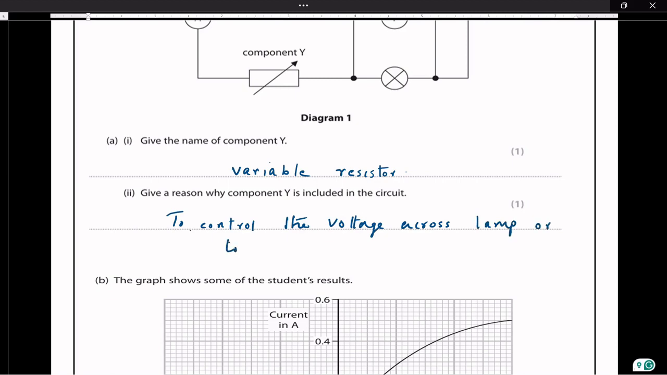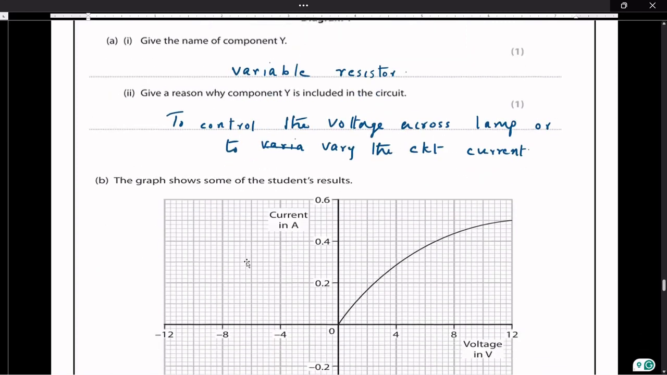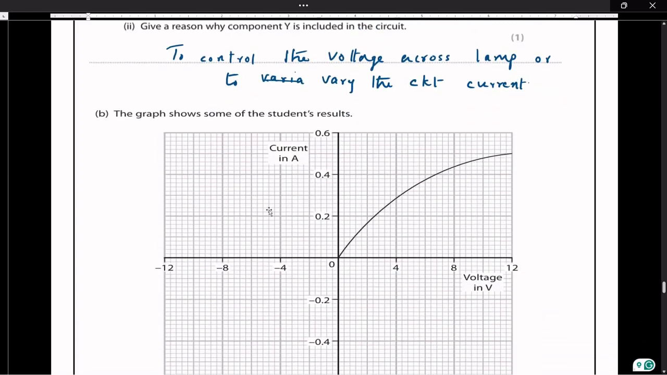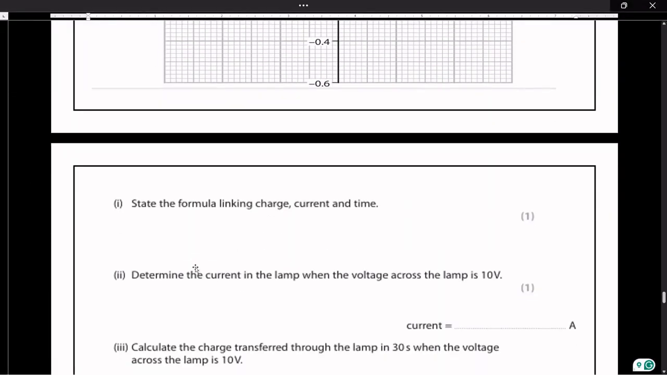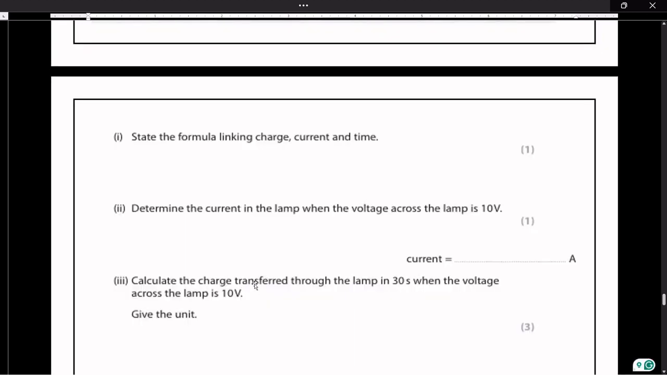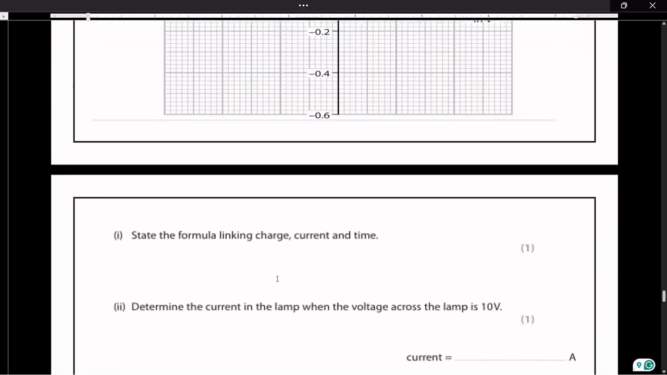Or to vary the circuit current. Now the graph shows some of the students' results. The question is: calculate the charge transferred through the lamp in 30 seconds.